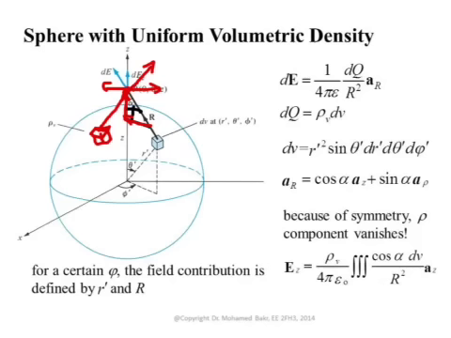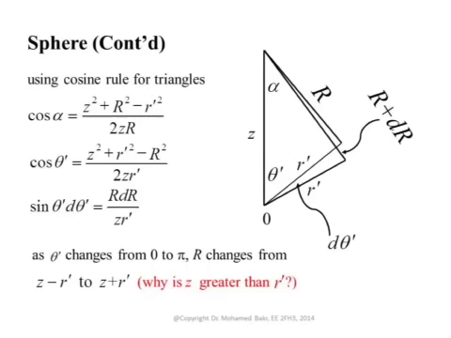What we will do is focus on the contribution coming from a certain phi. So I will get the contribution coming from a slice of this sphere, and in that case, the field only depends on r dash and r. We'll see how we can put these integrals in this form. So we start to put all the elements together.